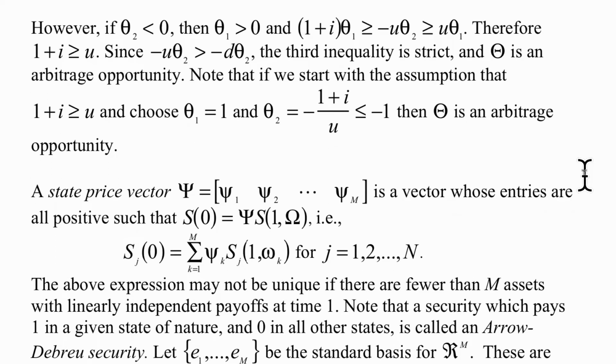However, if θ2 is less than 0 and θ1 is greater than 0, and (1 + I)θ1 ≥ -Uθ2 ≥ Uθ1, therefore 1 + I ≥ U. Since -Uθ2 is greater than -Dθ2, the third inequality is strict, and that is an arbitrage opportunity. Note that if we start with the assumption that 1 + I ≥ U and choose θ1 = 1 and θ2 = -(1 + I)/U, which is less than or equal to -1, then that is an arbitrage opportunity.